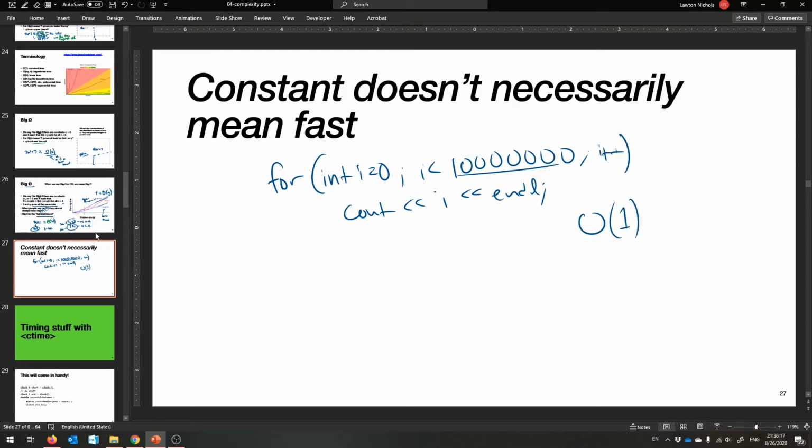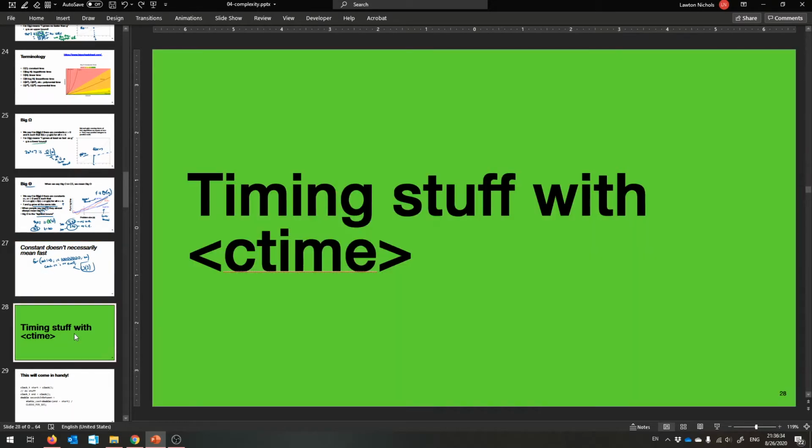Okay, so just be wary of that. Normally it means fast, but it doesn't have to. Okay, it just means that you can count and it will never change the number of steps. Okay? Constant does not necessarily mean fast, which is funny.